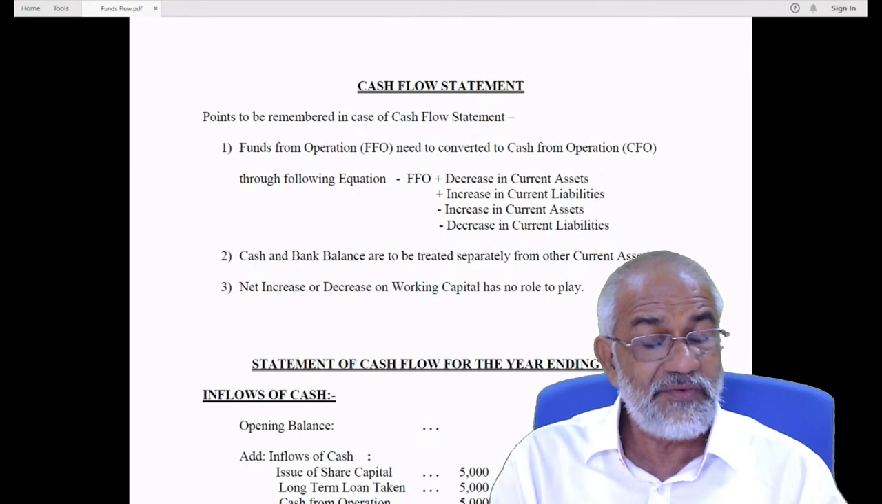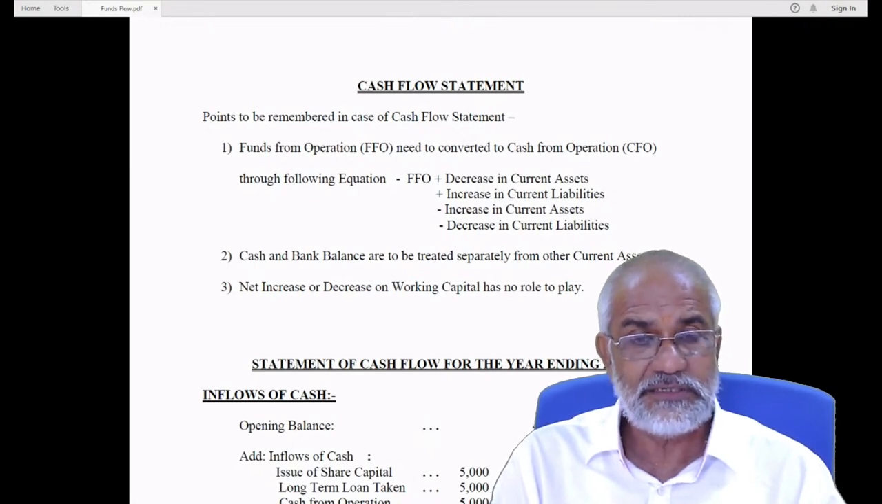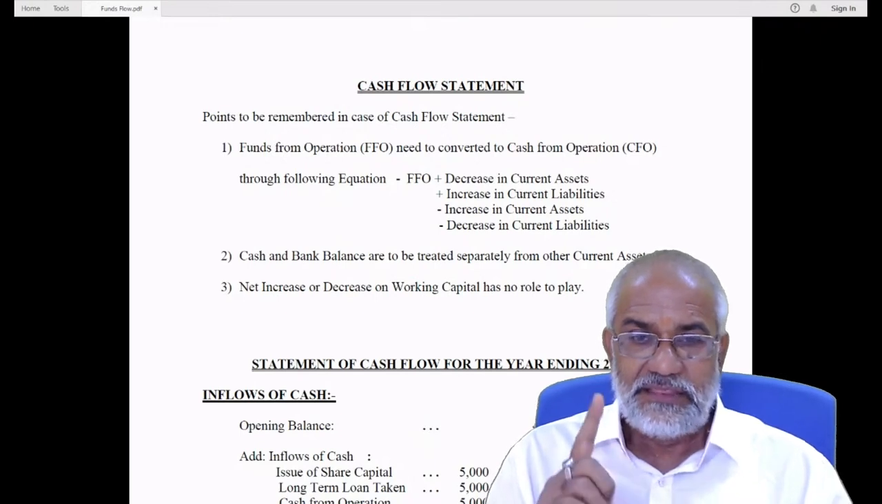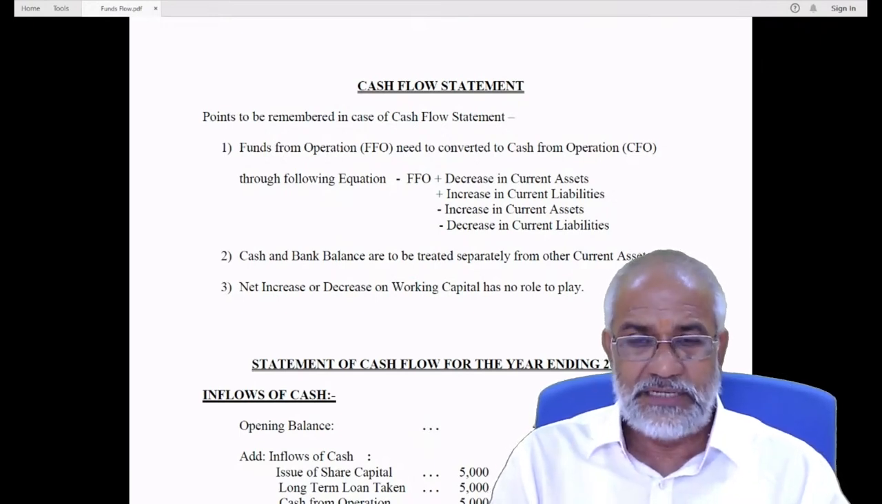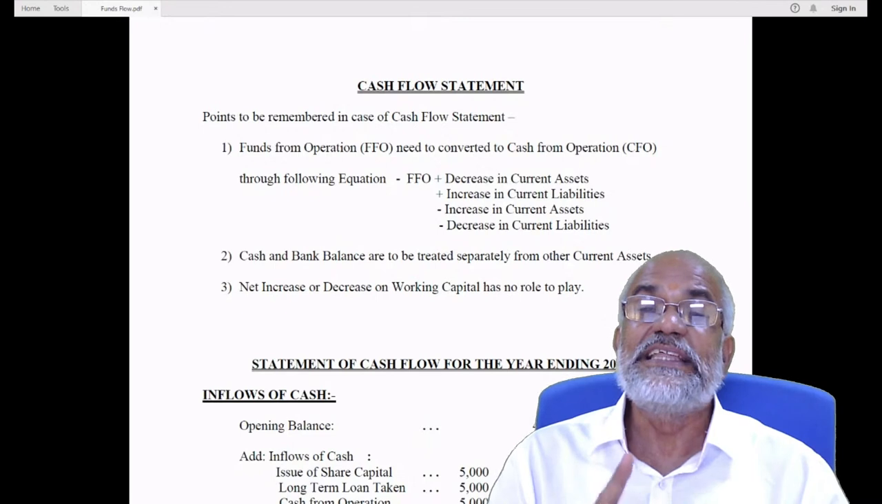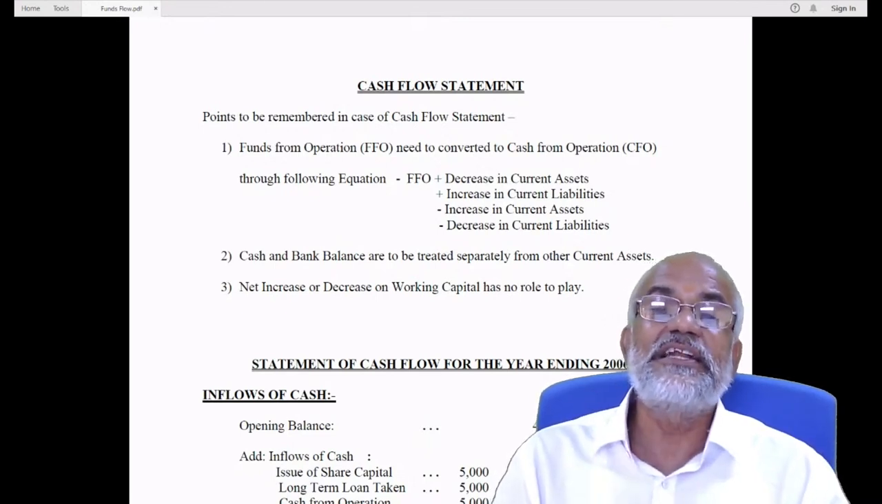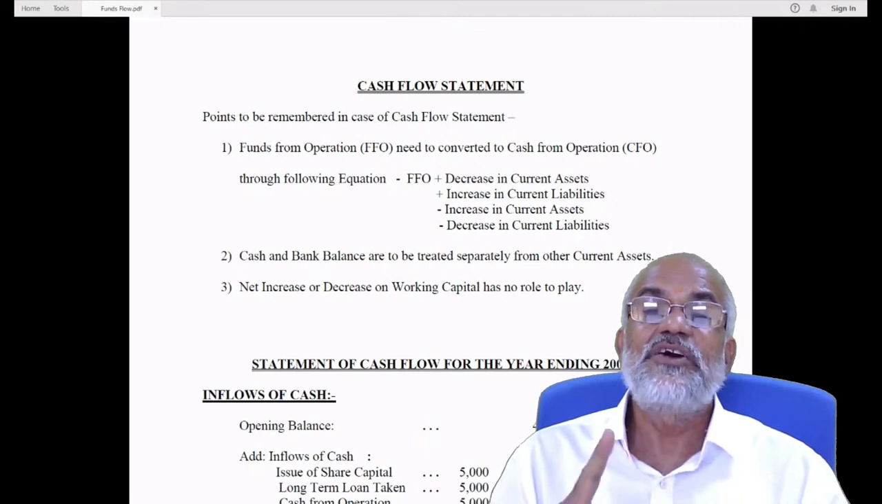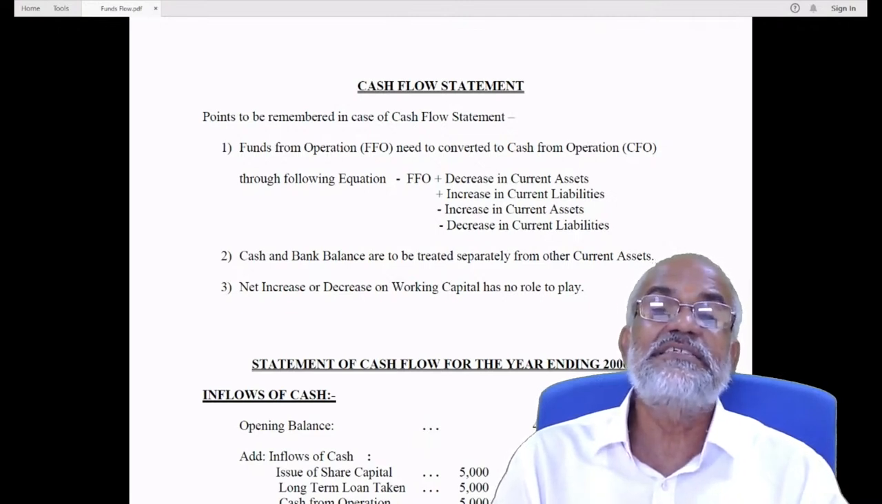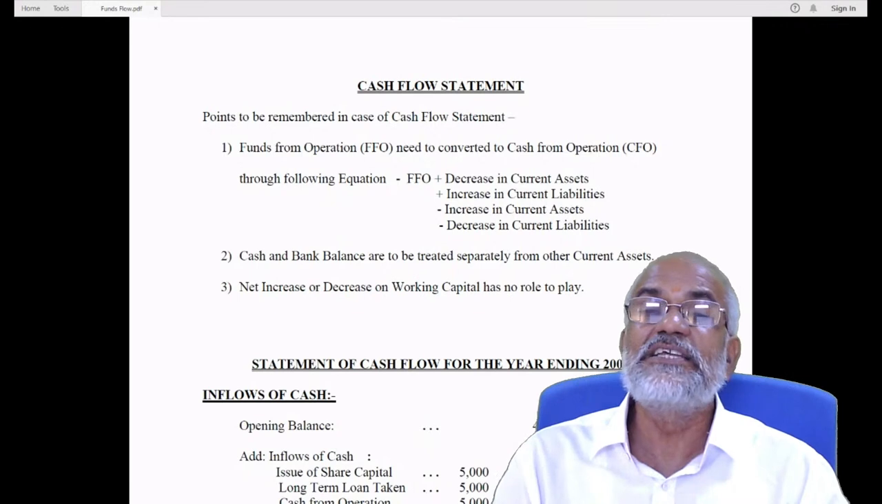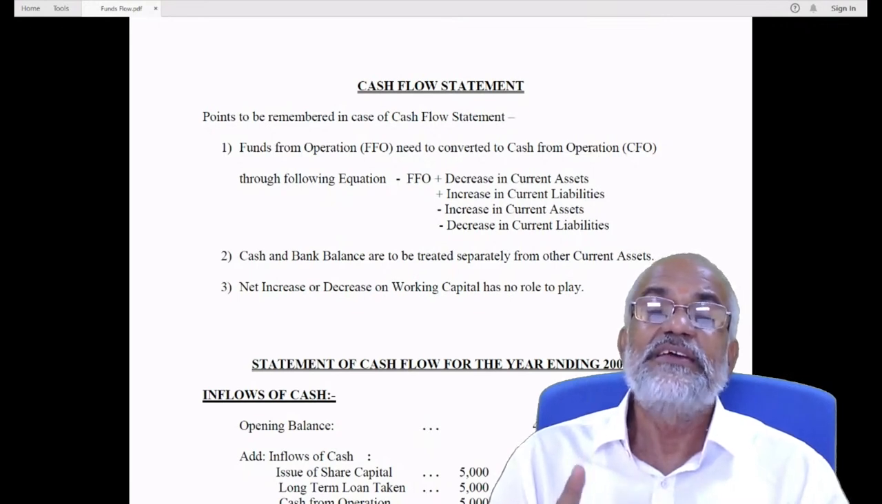So how to convert the funds from operation to the cash from operation? There is a simple equation for that. The funds from operation has to be added with decrease in current assets, added with increase in current liabilities, deducted by increase in current assets, deducted by decrease in current liabilities, and the resultant would be the cash from operation.